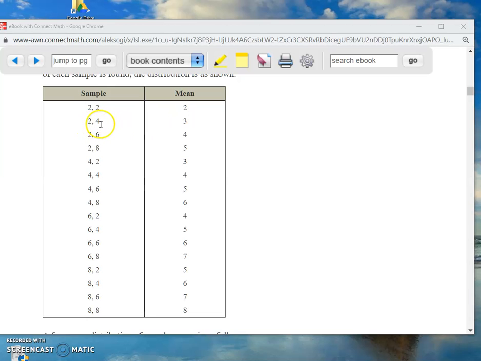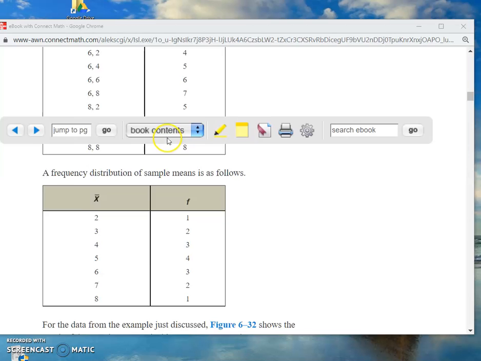The next guy, 2 plus 4 is 6. Divided by 2, that's my n. Divided by 2 is 3. 2 plus 6 is 8. Divided by 2, that gives me 4, and so forth. Okay? So that's easy enough.